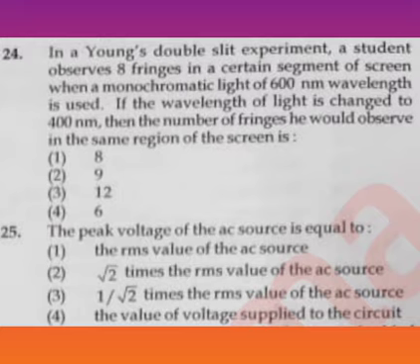Next, question number 25. The peak voltage of the AC source is equal to: option 1, the RMS value of the AC source; option 2, root 2 times the RMS value of the AC source; option 3, 1 by root 2 times the RMS value of the AC source; option 4, the value of voltage supplied to the circuit. The correct answer is option 2, root 2 times the RMS value of the AC source.